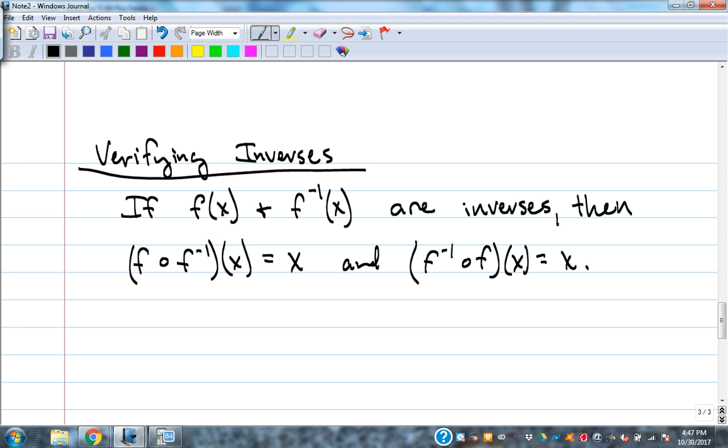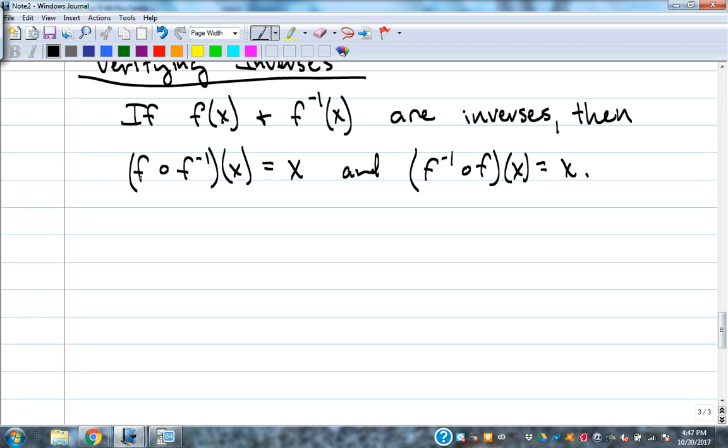Technically, to verify if two functions are inverses of one another, you're supposed to do both directions. That would be the dummy-proof way of doing it. If you did it one way, it's possible you made a mistake and it just happened to turn out to be x. If you do it the other direction and it still turns out to be x, you probably didn't make a mistake. You're probably okay. So that's kind of the idea there.